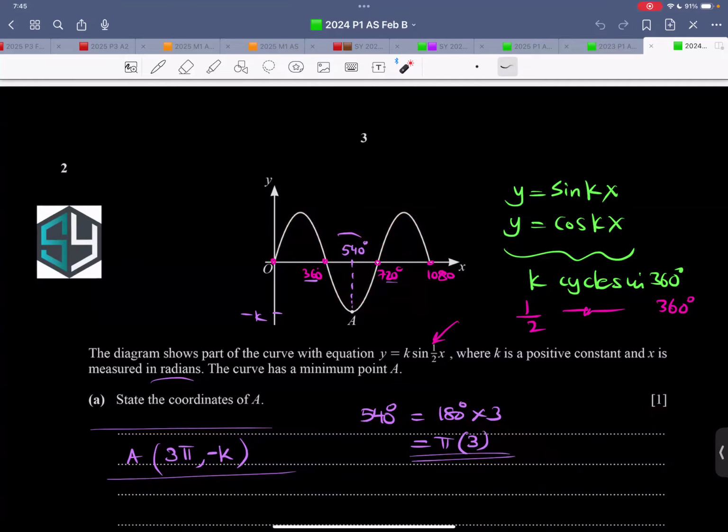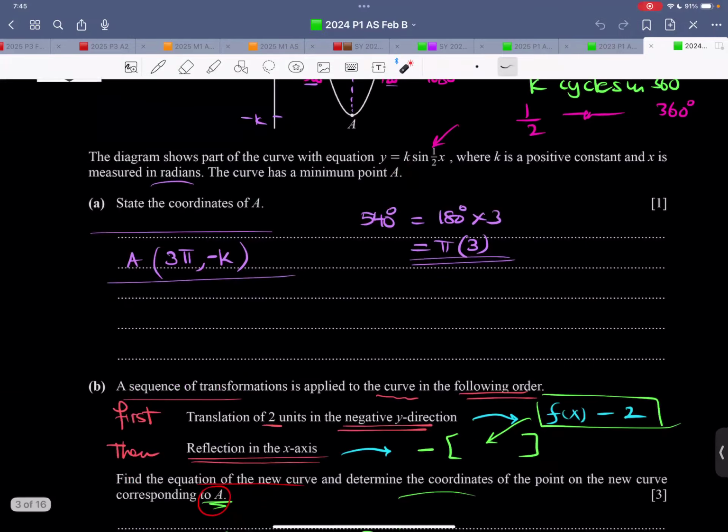So 1 mark, but keep in mind 1 mark doesn't mean that this is something trivial. I mean, it requires sharpness. Take care of everything, read the question. Yes, you can think in terms of degrees, no harm in that, but the final answer has to be in radians. And this k is the coefficient. So the maximum value is k, the minimum value is negative k.